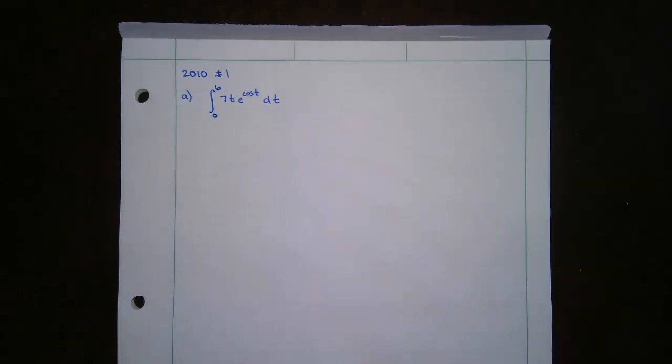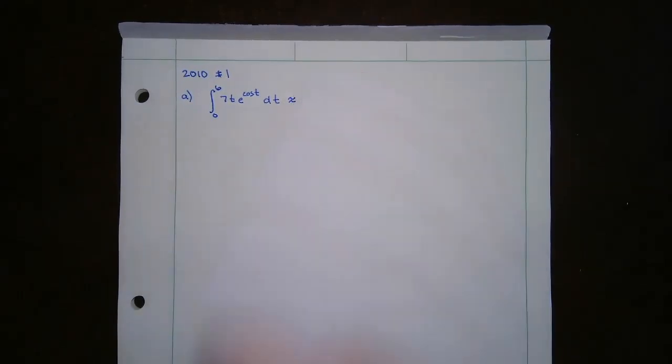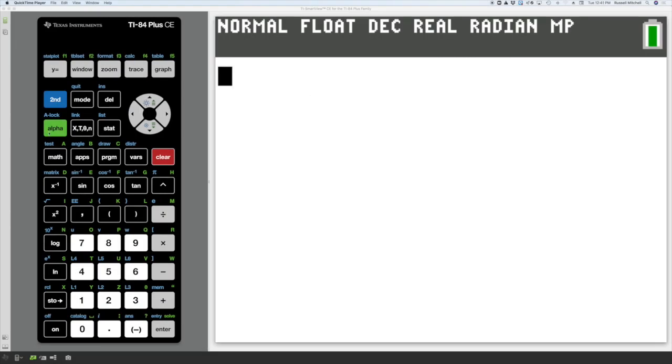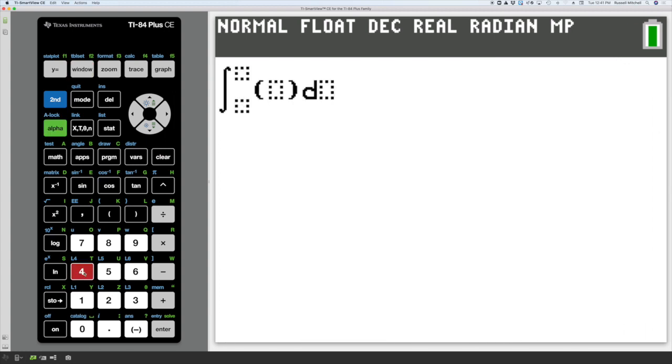All right, so we're going to go to our calculator and put that in. On our calculator, we want to press alpha and then window and select function integrate, so number 4. And we want to go from 0 to 6.